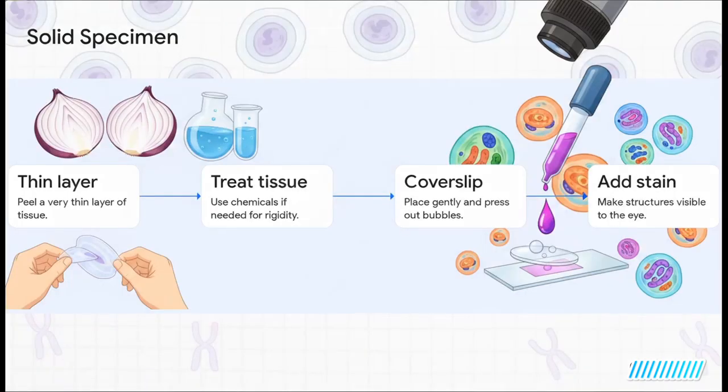Now, solid specimens, they require just a bit more finesse. A classic safari subject here is a piece of onion. You have to peel or cut a very, very thin layer of cells, so thin that the light can actually pass right through it. Sometimes you have to treat it with chemicals, and again, you gotta press out those pesky air bubbles with a cover slip. But the real secret weapon here is applying a stain. See, a lot of cell parts are basically transparent. A drop of stain acts like pure magic, suddenly making those invisible organelles pop out in vibrant color directly to your eye.